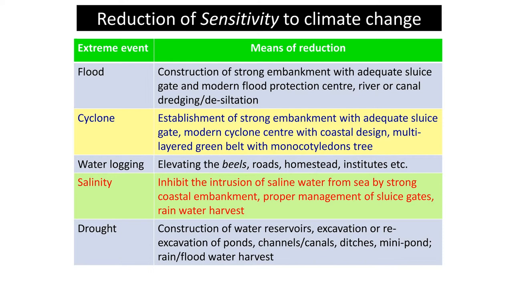Reduction of sensitivity to climate shocks. For example, for flood, construction of strong embankments with adequate sluice gates. For cyclone, almost the same policy. For waterlogging, elevating the waterlogged areas, roads, and home streets. For salinity, inhibit the intrusion of saline water from the sea.